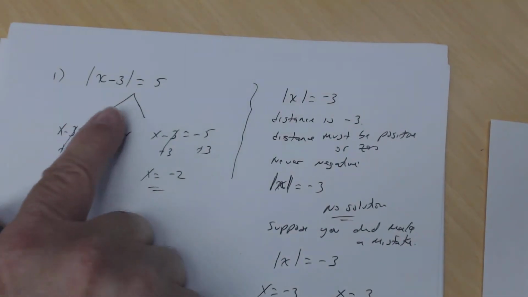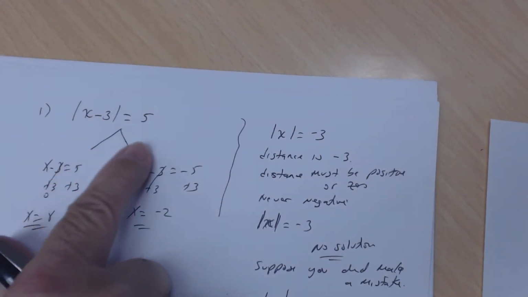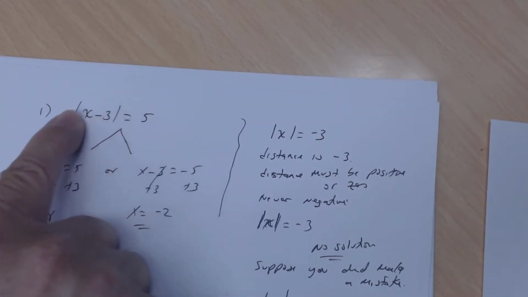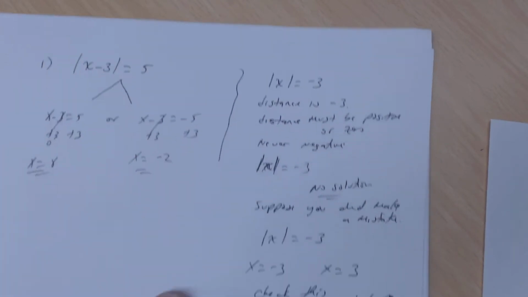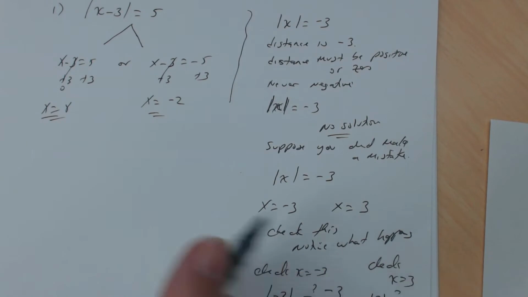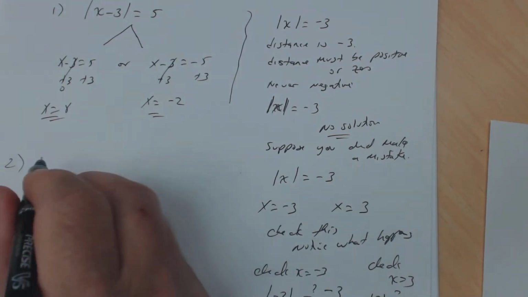Okay, now also remember, before you can break it apart right here, the absolute value bars have to be by themselves. All right, so this has to be by itself. We're going to do one in a little while where it's not by itself.